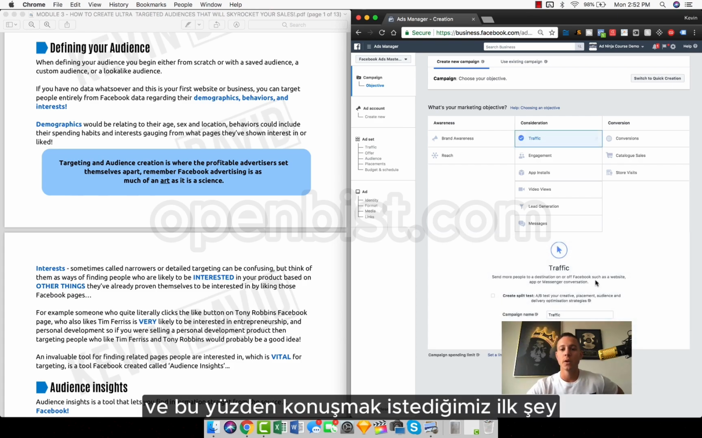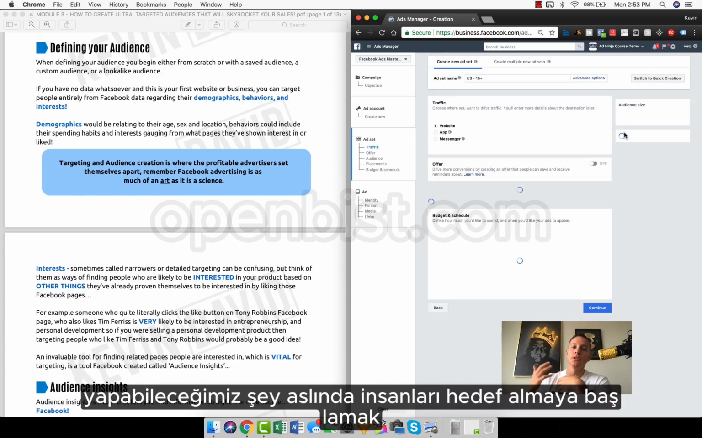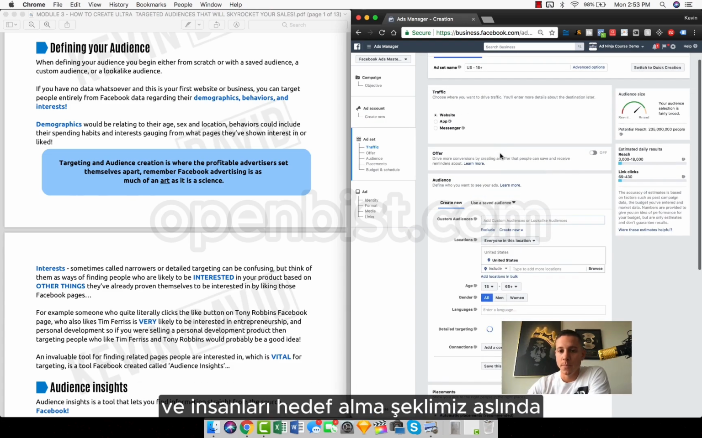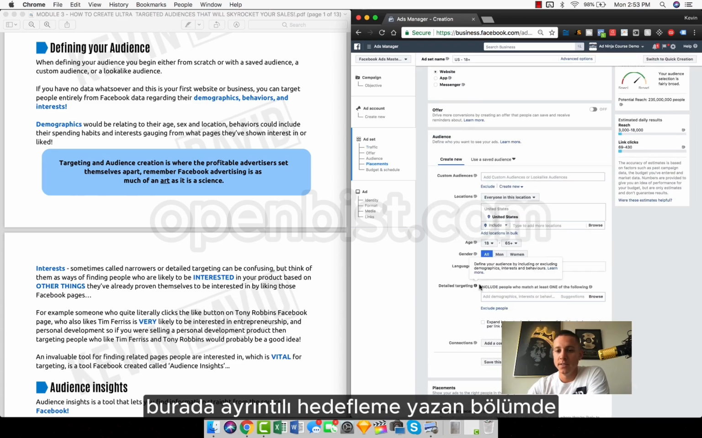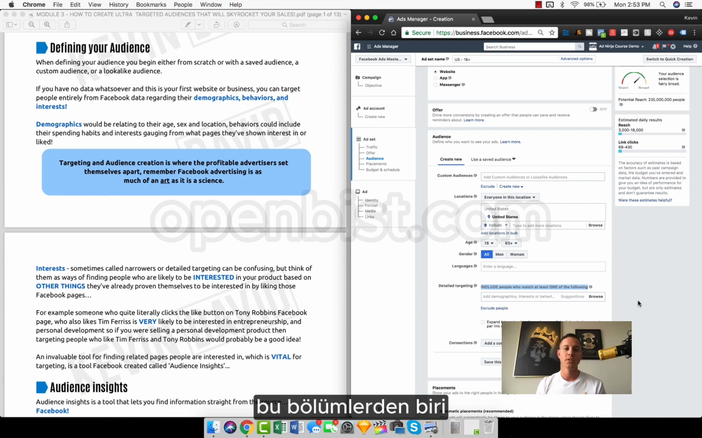And so the first thing that we want to talk about is with any of these advertising campaigns, what we can do is actually start to target people. And the way that we target people is actually in this section here where it says detailed targeting. So this is one of the most important sections. This is one of the sections where you're going to be split testing based on a variety of different interests that people are interested in.